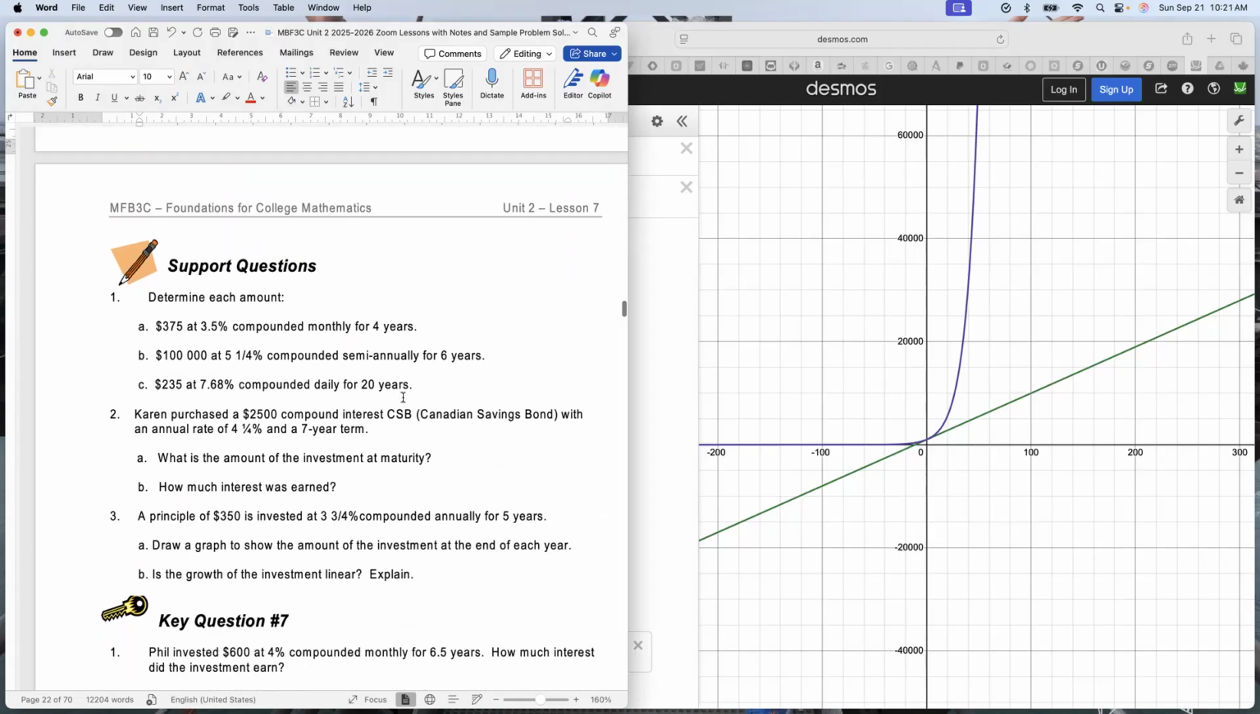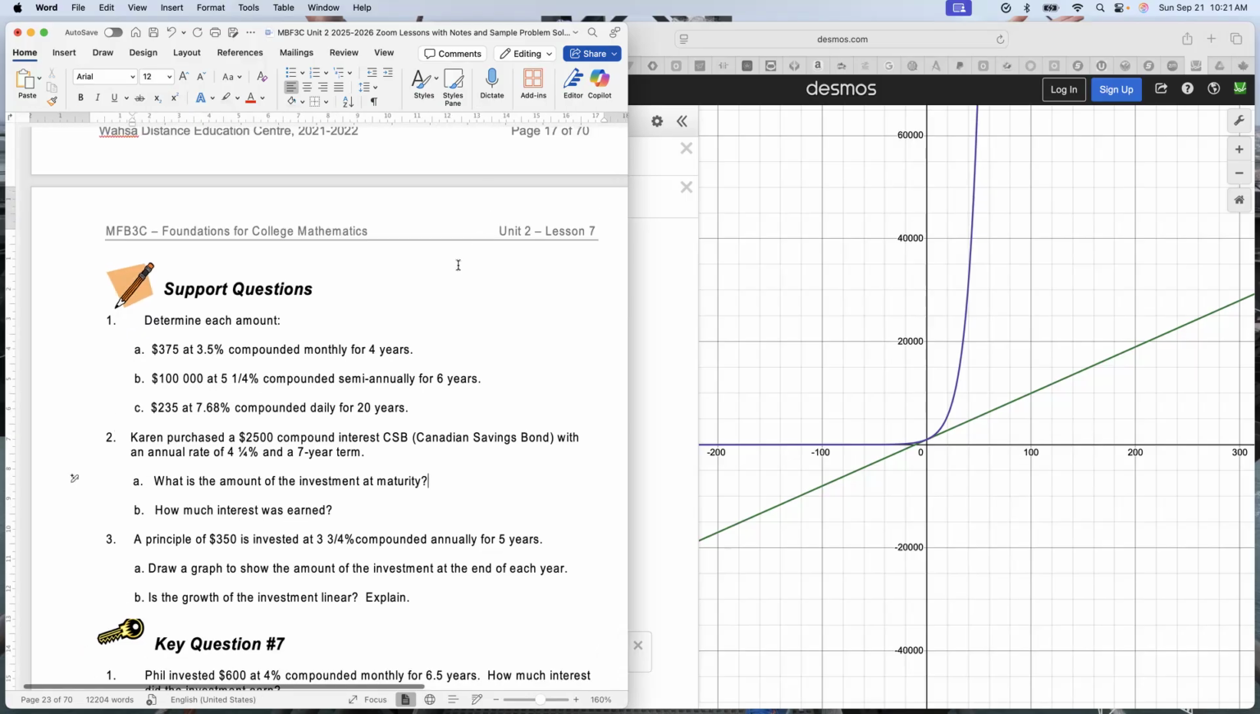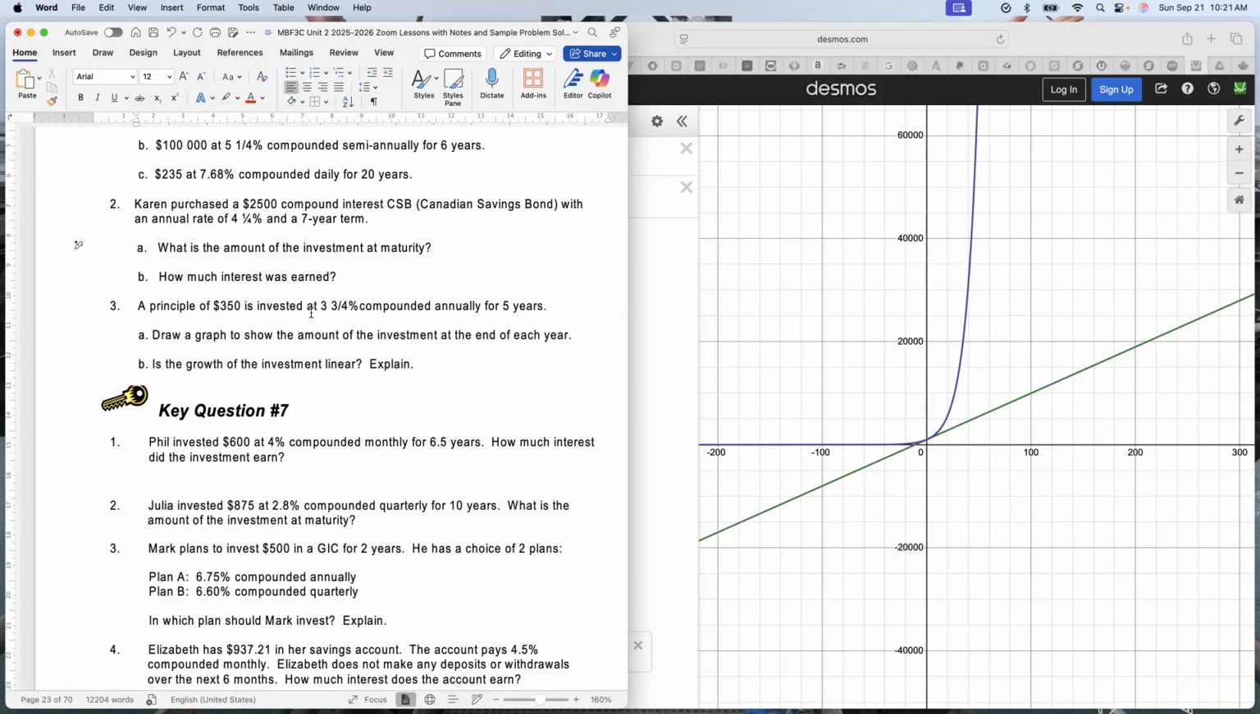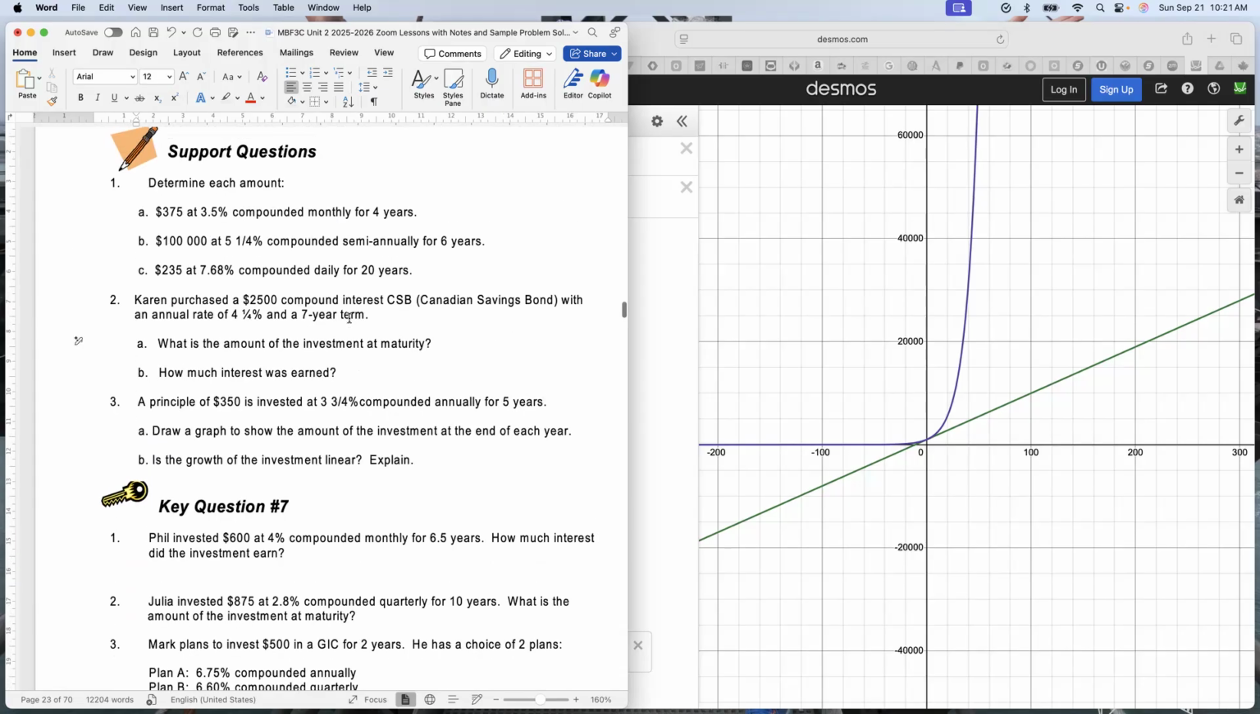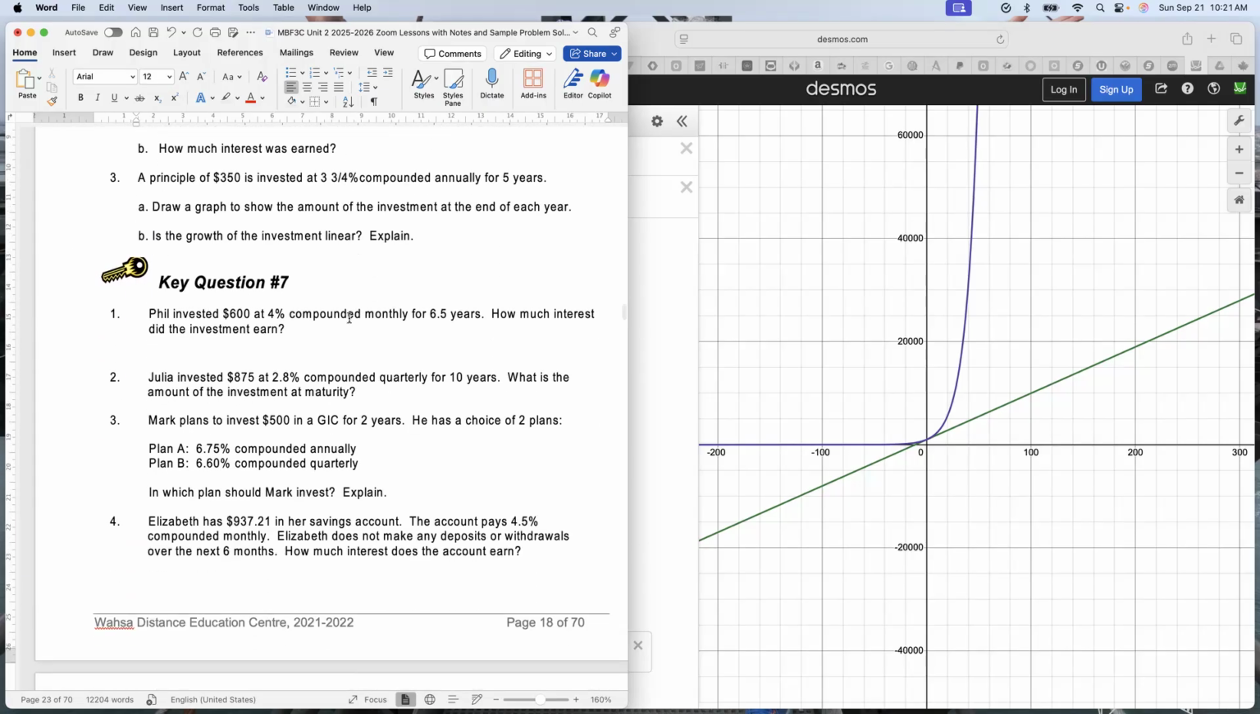Support questions, again, if they say determine, just do the calculations. Second one, Karen purchased a $2,500 compound interest CSB or Canada Savings Bond with an annual rate of 4.25% and a 7-year term. Now, because this is a problem involving an individual and they're asking questions, you need to answer the question after you've completed the calculations. So don't just do the calculations and stop there. Answer each of the questions. If you can do these, then there will be no issue.